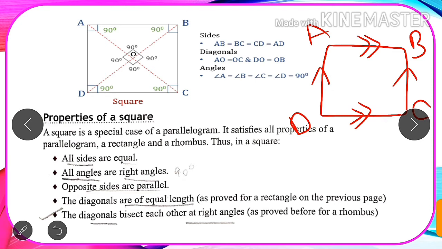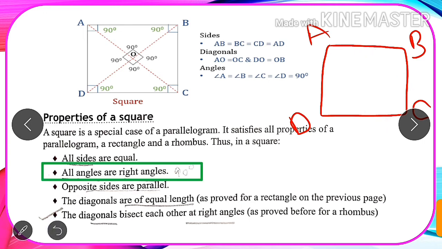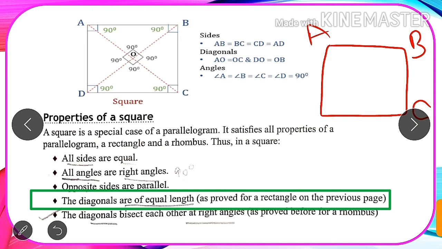So here we find that all these sides are equal and opposite sides are parallel to each other. Now we need to see that all the angles of this square are 90 degrees, which means angle A will be 90 degrees, angle D will be 90 degrees, angle C will be 90 degrees, angle B will also be 90 degrees. And here, the length of the diagonal.